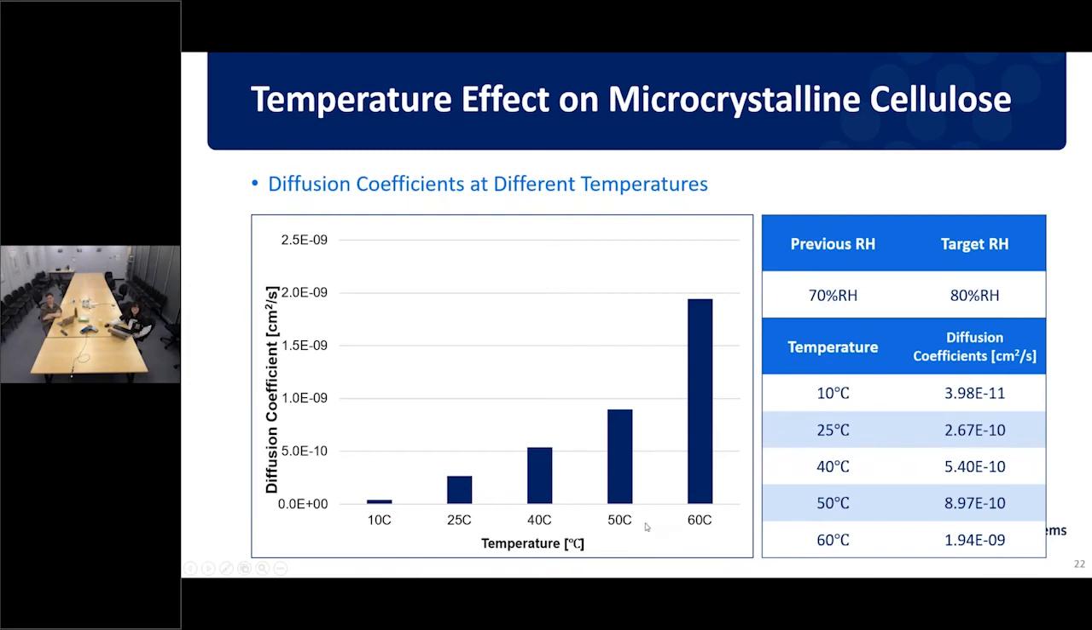So basically, higher temperature will help the water molecules with a better diffusion rate into the structure of the material, which gives a higher diffusion coefficient as well as faster kinetics for the moisture sorption.